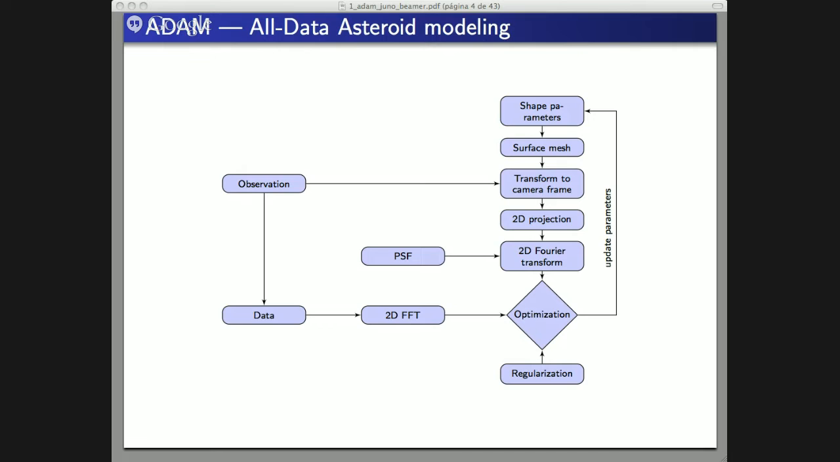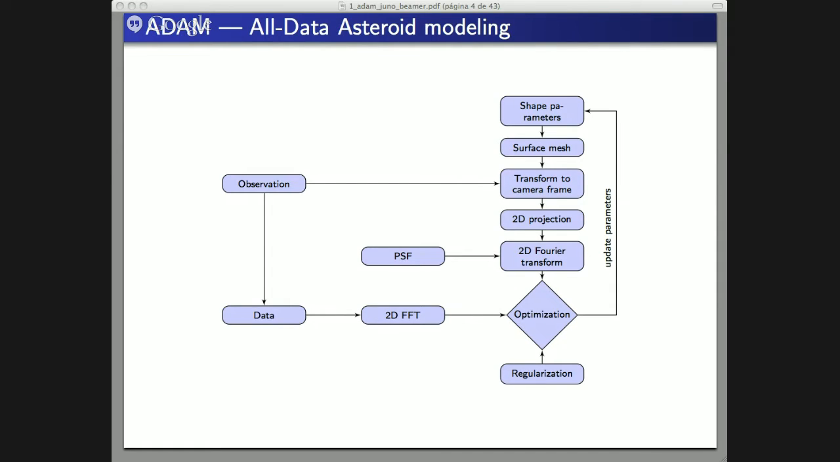So this is the flowchart. We start with shape parameters, and we generate a surface mesh, and then we have an observation-dependent projection operator to the camera frame, and then we do a two-dimensional projection to a plane, and then we do the two-dimensional Fourier transform, and we can combine the instrument-dependent point spread function, and we have the observation data, and then we convert the observations to the Fourier domain, and then we do optimization here, and then we have several regularization parameters, of course.